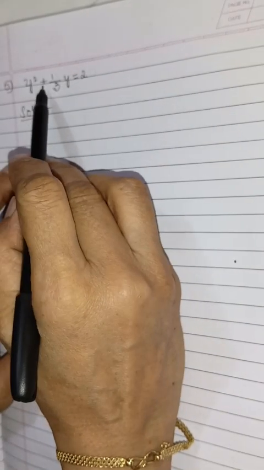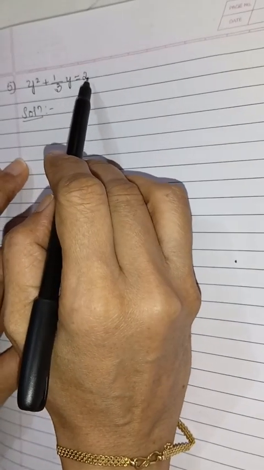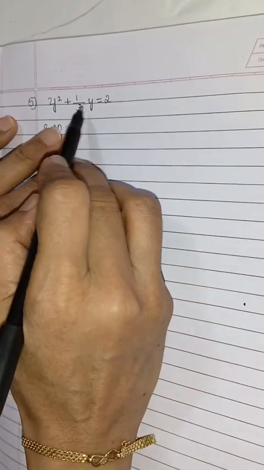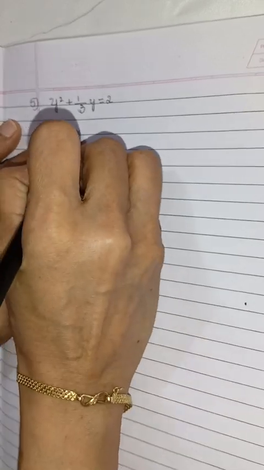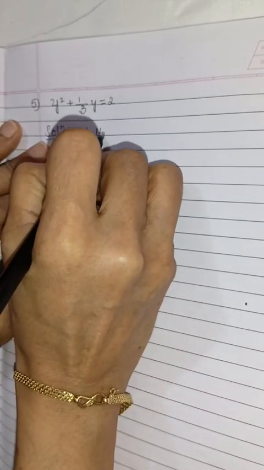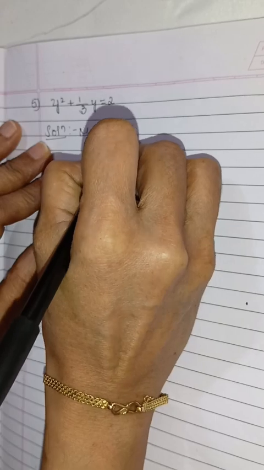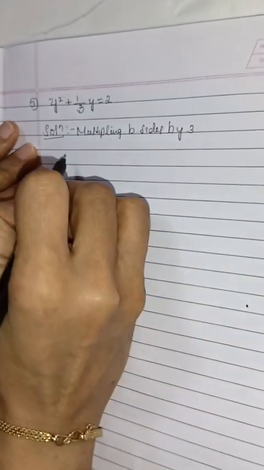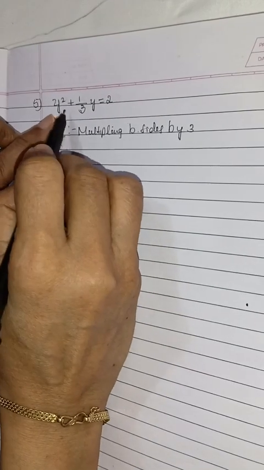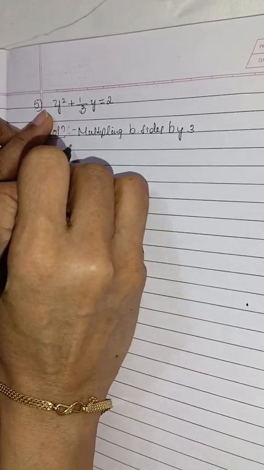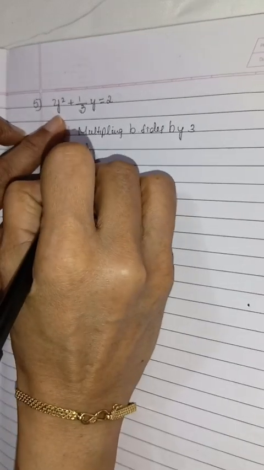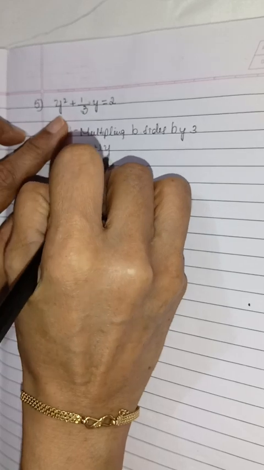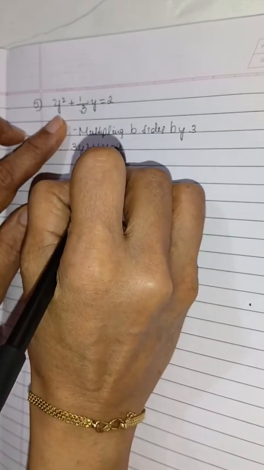Okay, fifth one is y square plus 1 by 3y equal to 2. So here is a fraction, so we have to multiply both the sides by 3. Okay, so therefore multiplying both the sides by 3 means here 3y square plus, here multiplying 3 means this 3 will go, so 1y equal to 2 multiplied by 3 is 6.